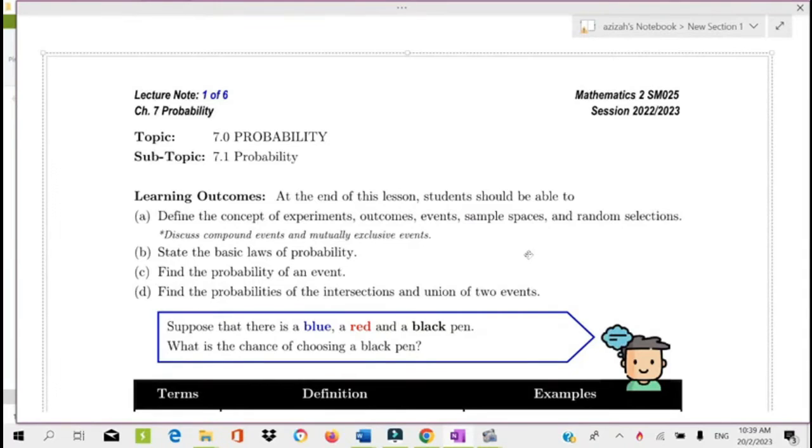Chapter 7 Probability. At the end of the lessons, students should be able to define the concept of experiment, outcomes, events, sample space, and random selection. State the basic law of probability. Find the probability of an event. Find the probability of the intersections and unions of two events.